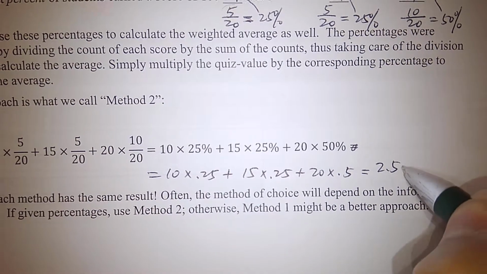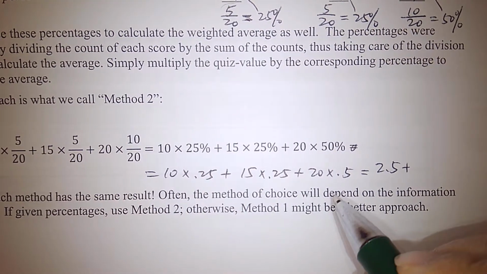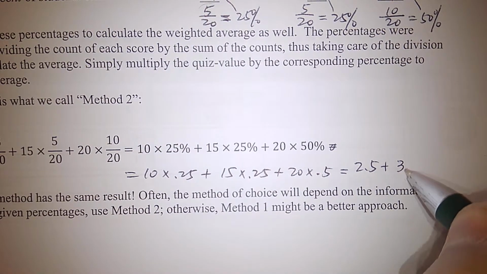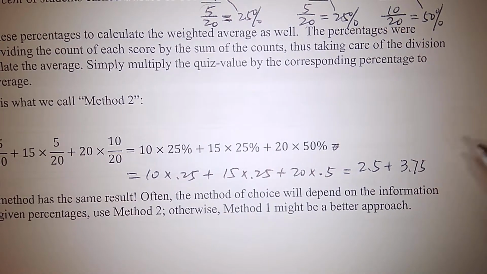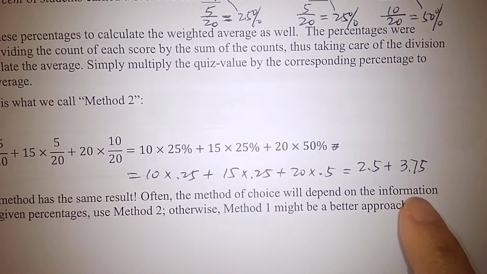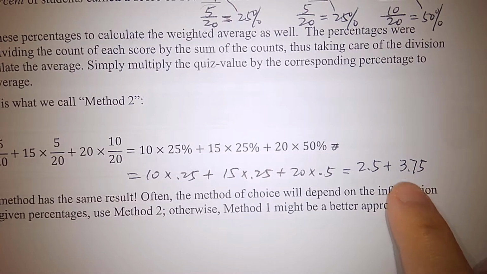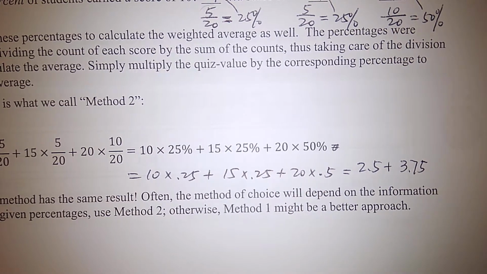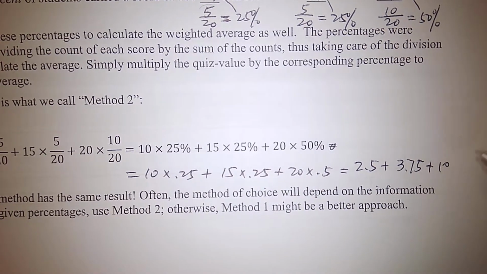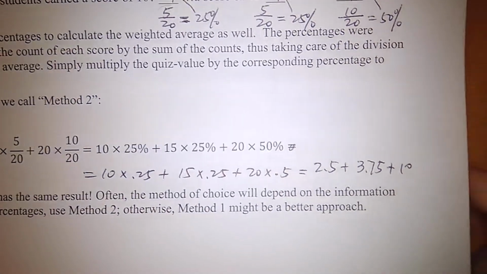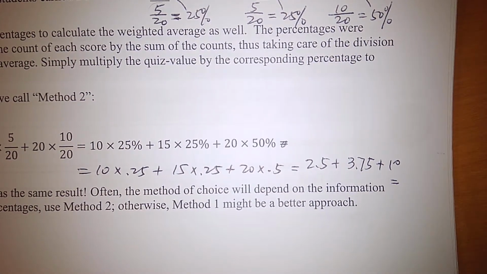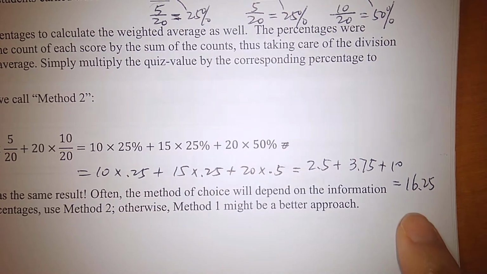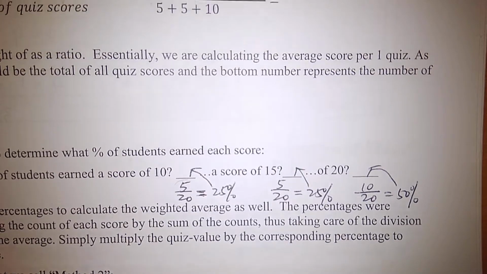2.5. What's 15 times 0.25? Use a calculator. You should get 3.75. Is that 3.75, or a different number? 3.75, right? And then how about 20 times 0.5? Which is 10. Can you please add up these three numbers and see what we have? 16 point what? 25. So by using the second method, we get 16.25.